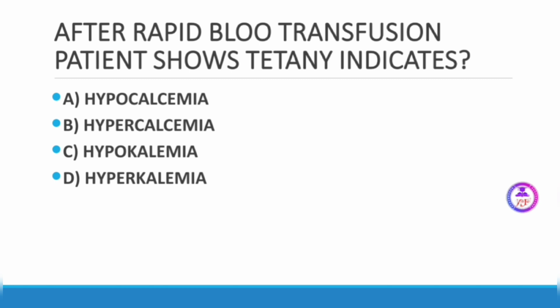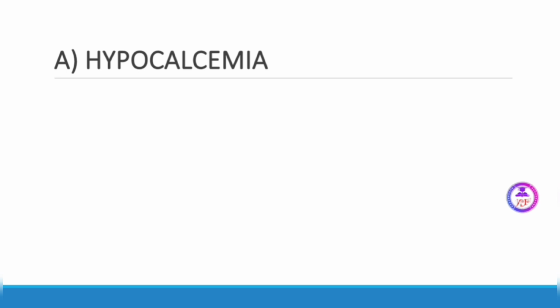After rapid blood transfusion, patient shows tetany, indicates what? Option A, hypocalcemia. B, hyperkalemia. C, hypokalemia. D, hypercalcemia. So here the answer is hypocalcemia.